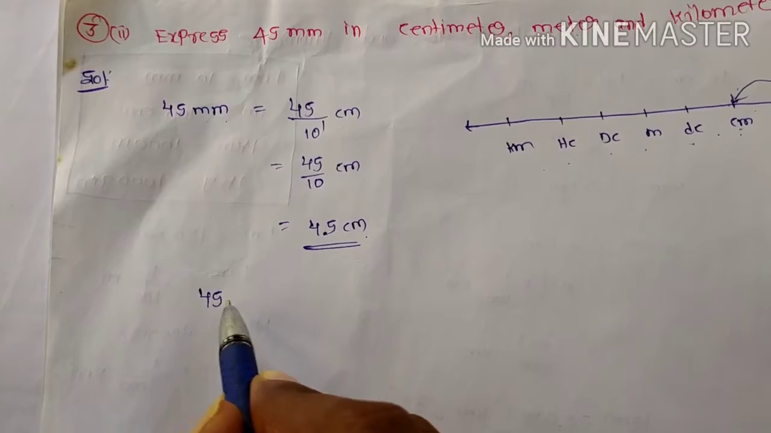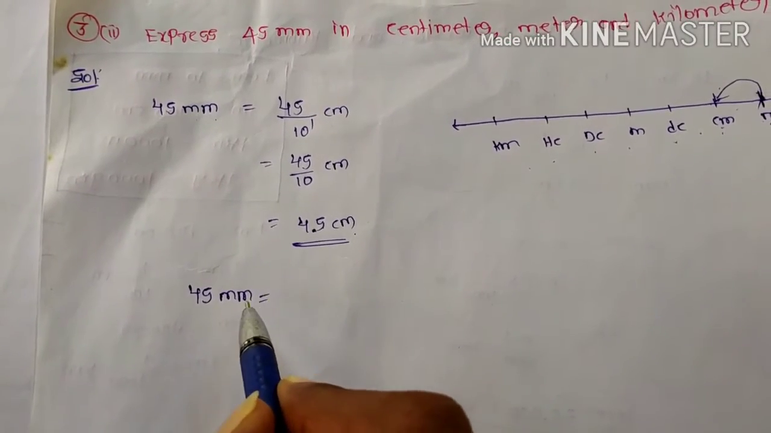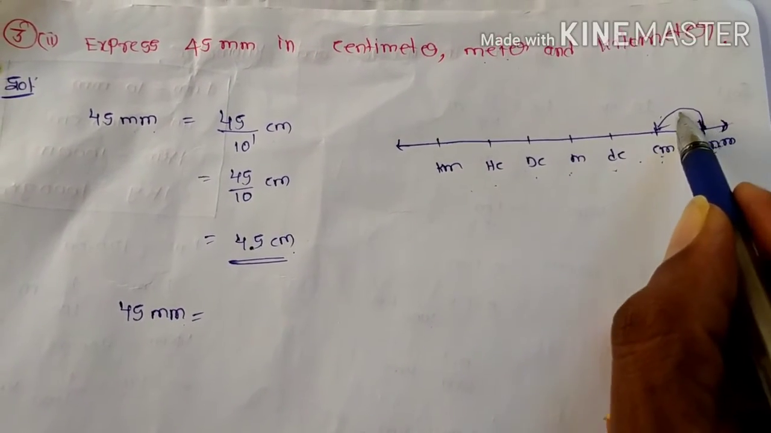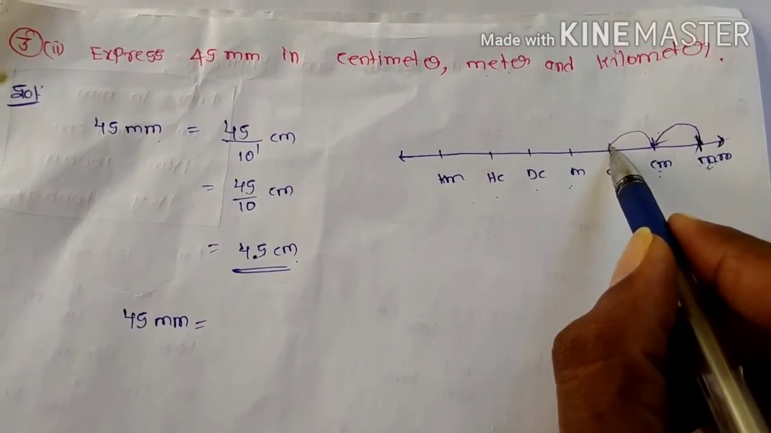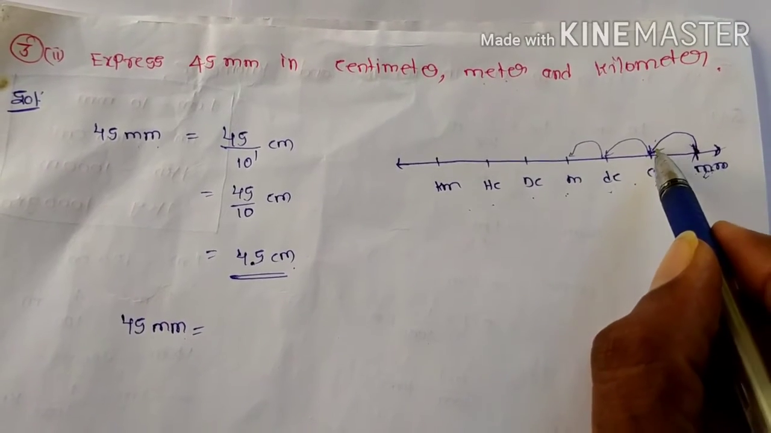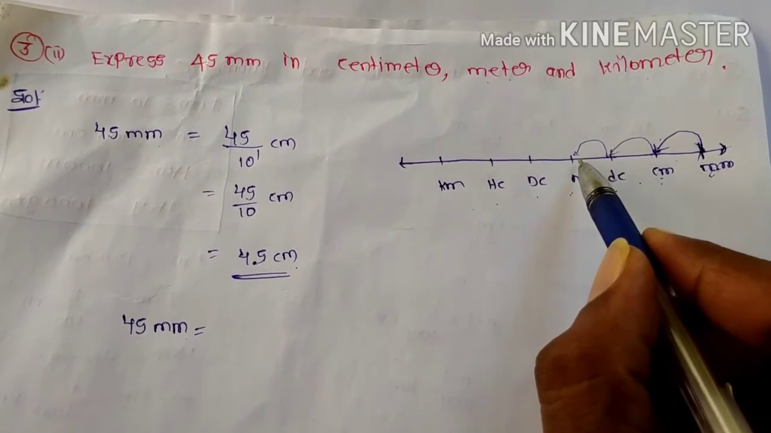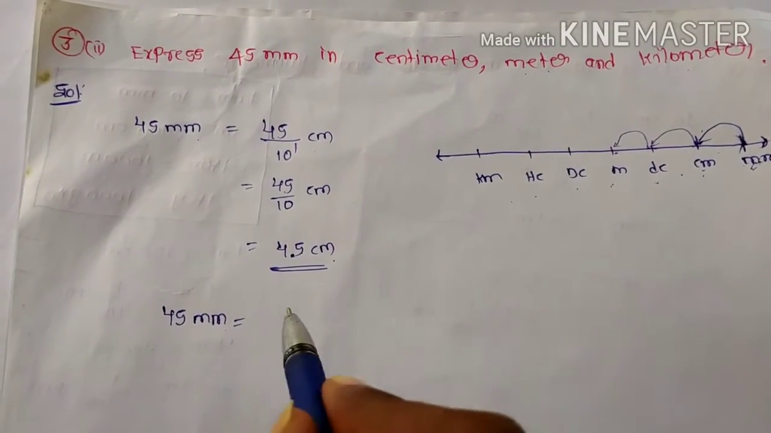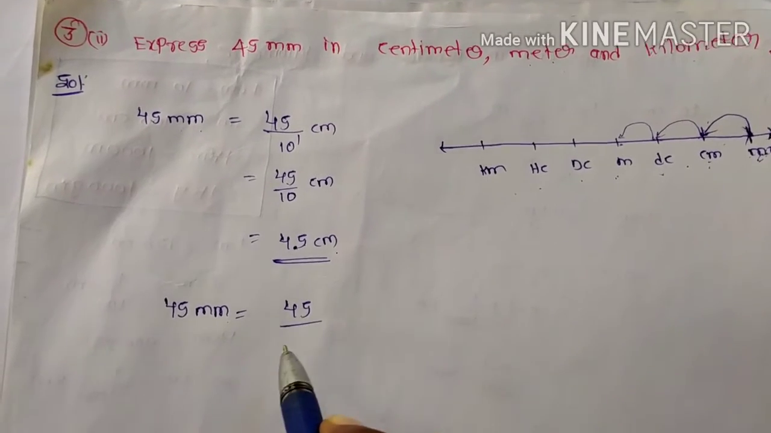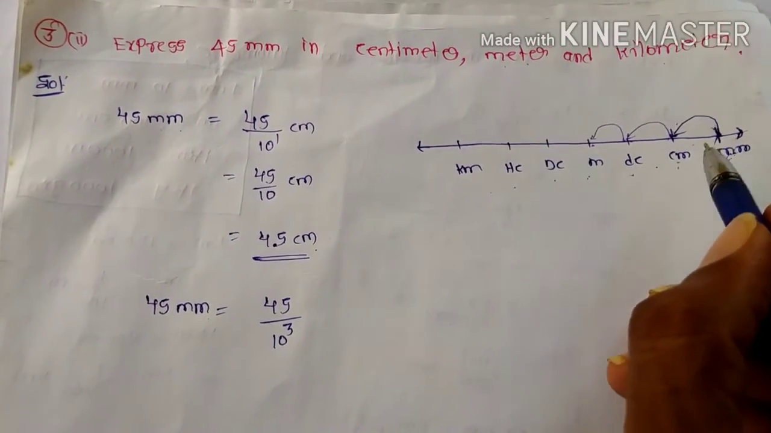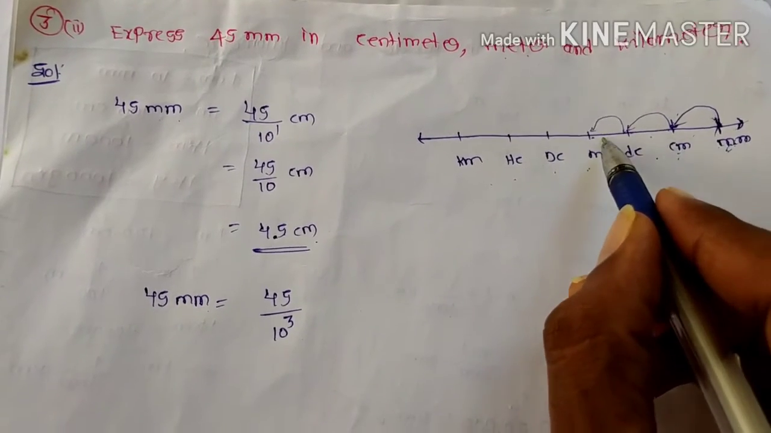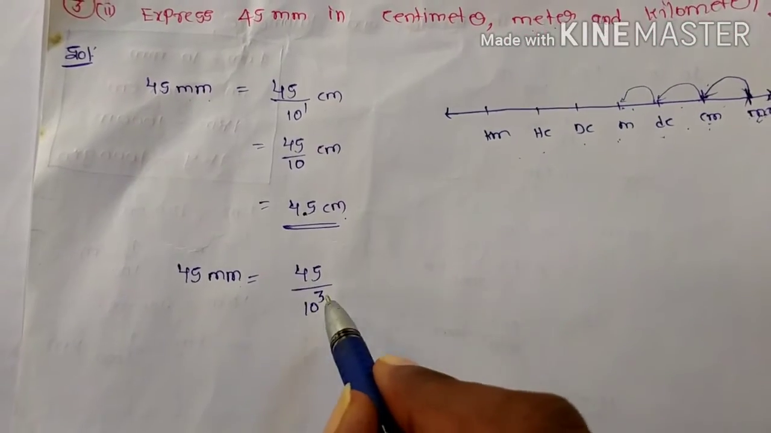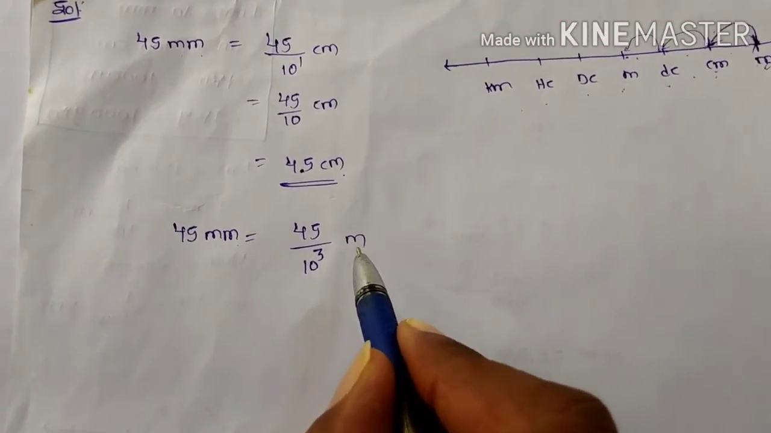See here 45 millimeters conversion into meters. How can you see? Millimeters to meters. This is one place, this is another movement, this is another movement. That means you can see here 10 power 1, 10 power 2, 10 power 3. You have done 3 movements, so I am dividing with 10 power 3. That means you can write here 45 by 10 power 3. If you want, you can directly see here 10, 100, 1000 like that. You can do any one which is convenient to you. I wrote here 10 power 3. Meters here.